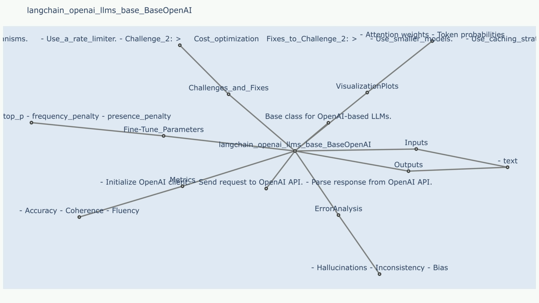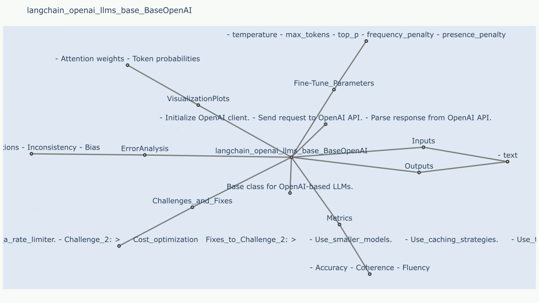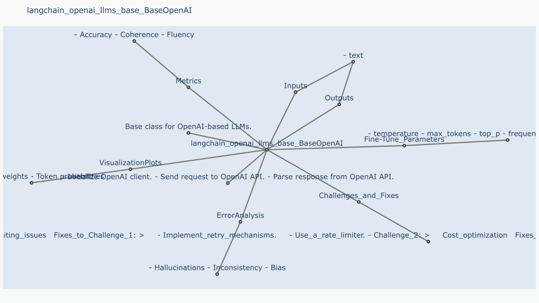Description: the BaseOpenAI class provides a foundational framework for interacting with OpenAI's API, specifically the models for text generation and other language tasks. It acts as a building block for more specialized OpenAI LLM implementations.